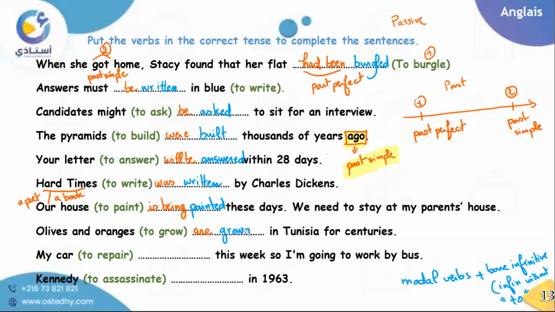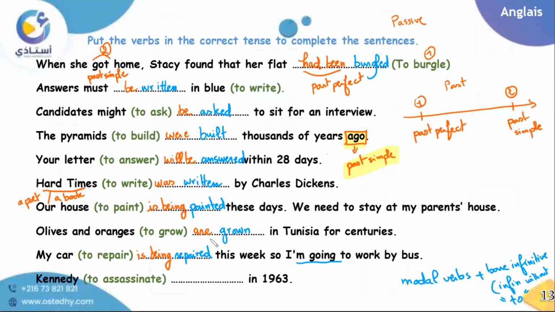My car to repair this week, so I'm going to work by bus. So if it's this week, it's happening right now. Since I'm going to work by bus, it needs to be in the present continuous as usual. Is being, plus the past participle of this verb. It's a regular verb, ends with ed.